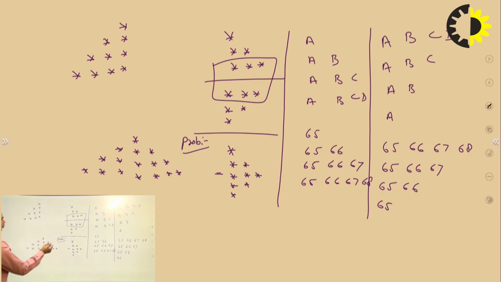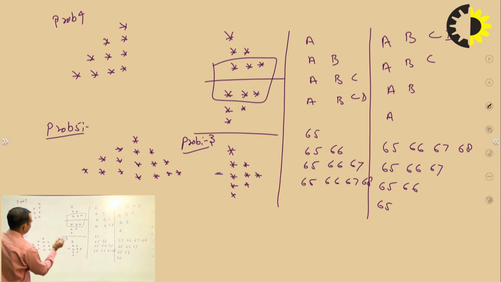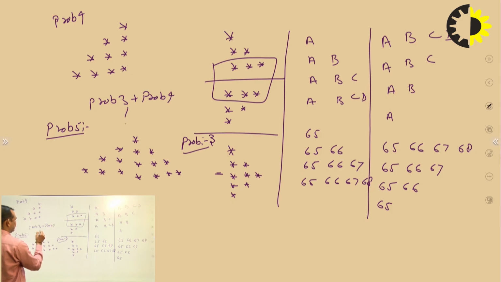Suppose this is problem number 3, this is problem number 4, and what we have to execute is the pattern of problem 5. So we can say that we have to add problem 3 and problem 4. So we can find the solution of this. So in the next session, we will discuss these 3 problems.